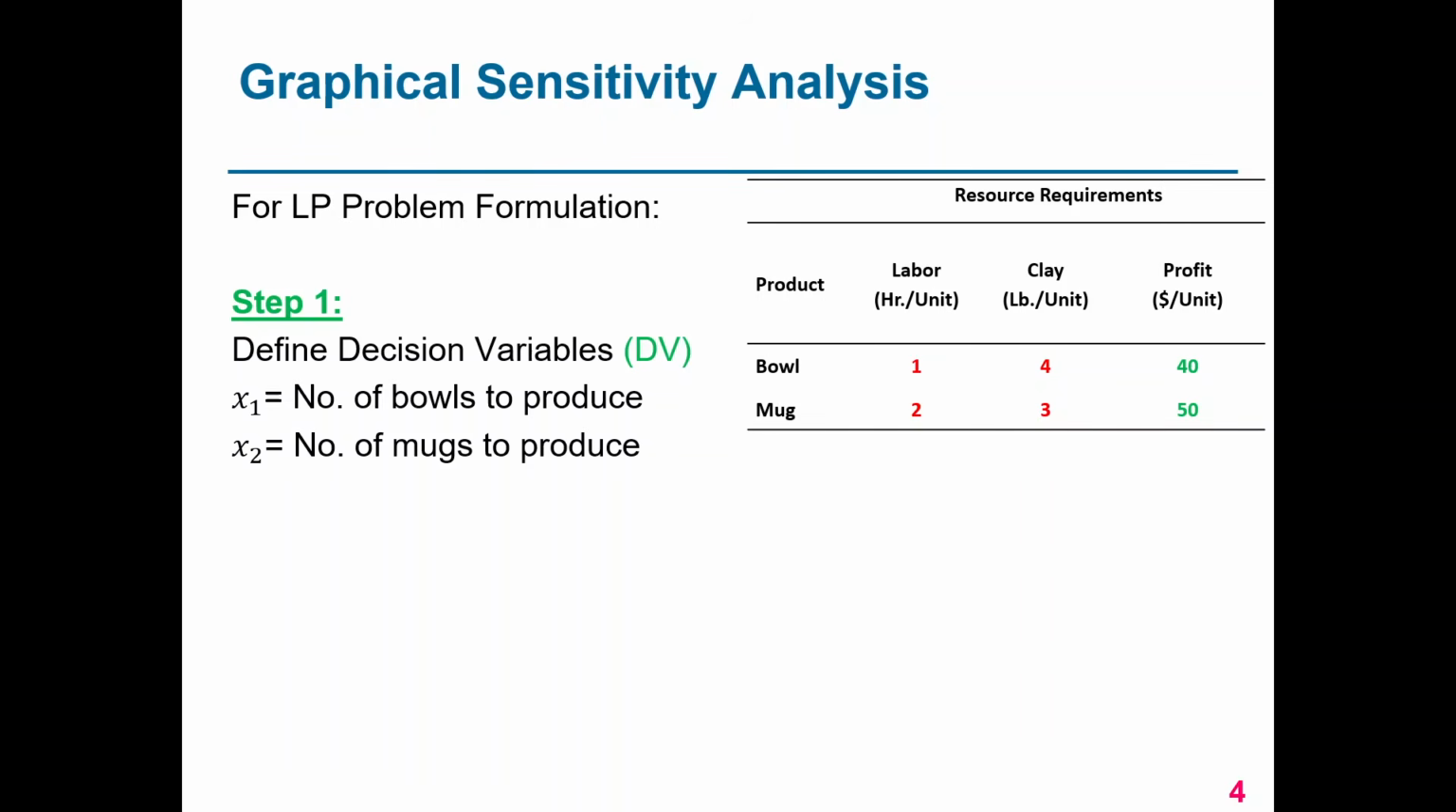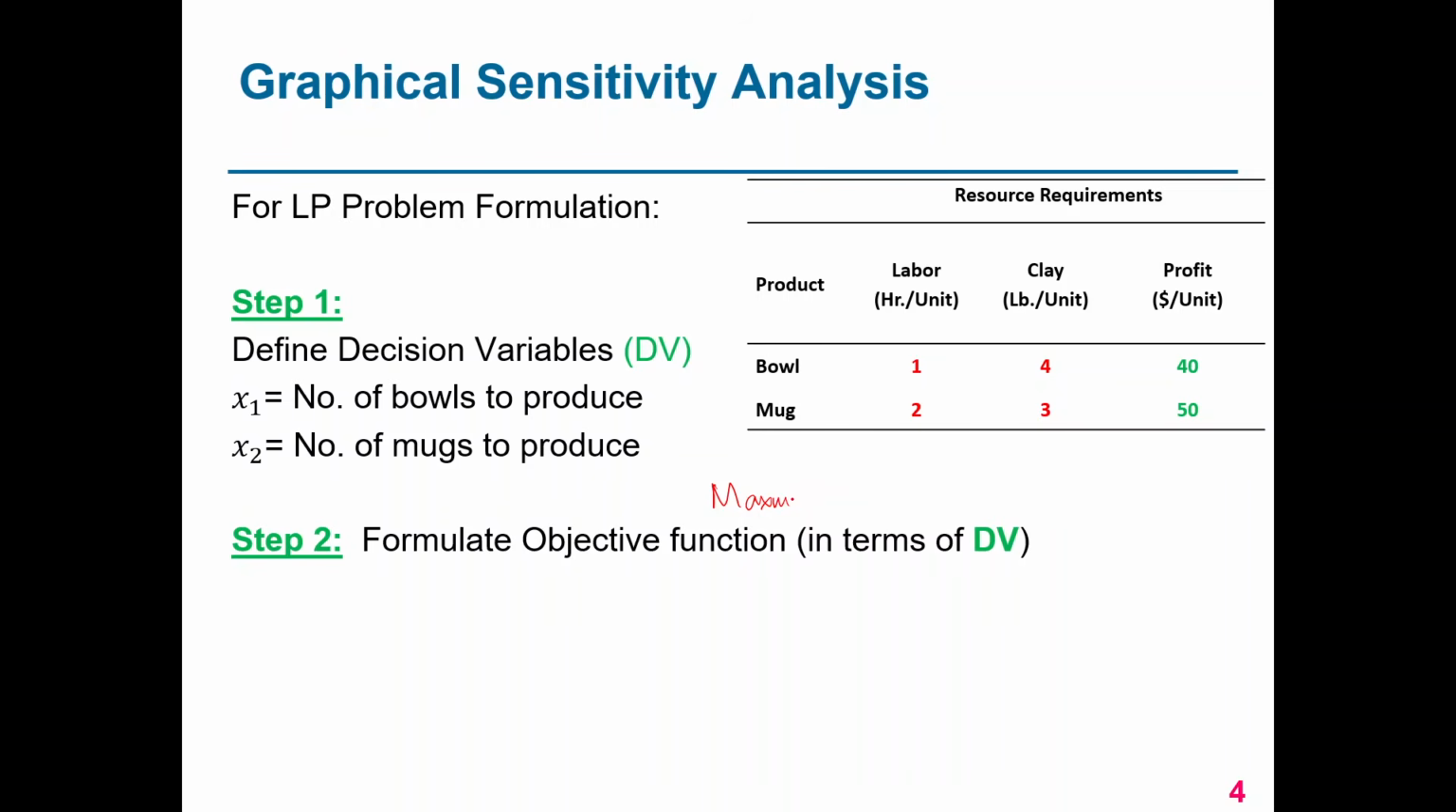Step 2 for the problem formulation is the formulation of the objective function, and remember that it should be done in terms of the decision variables that you have defined earlier in step 1. Since it's a maximization problem, we will write it as maximize Z. Z is basically just used to denote the objective function, and it should be equal to the profit for the bowl, that is 40, times the number of bowls, plus 50, the profit of mugs, times the number of mugs produced. So the profit function will be maximize Z = 40x1 + 50x2.